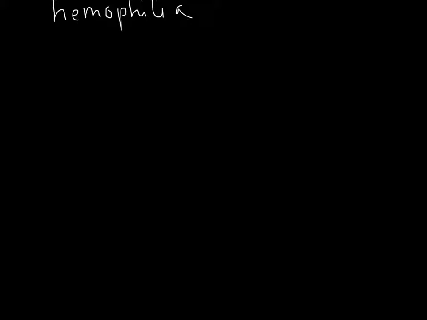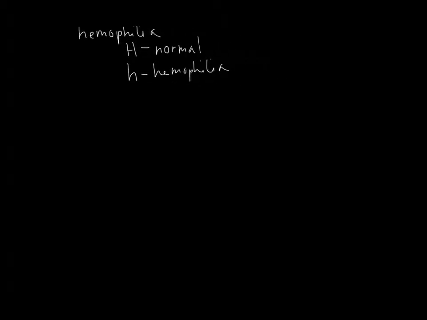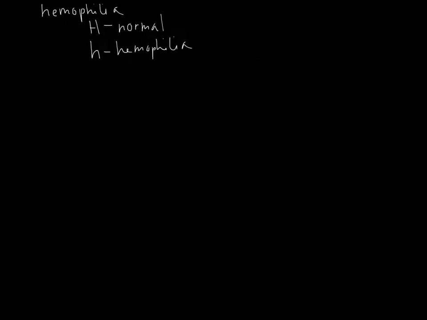So let's just use the letter H for our genotypes. The dominant allele is going to be designated by uppercase H. As always, it's uppercase if it's dominant. That's going to be the normal allele. And then the recessive allele is going to be hemophilia. Okay, so big H is normal and little h is hemophilia. So we're going to stick with that.